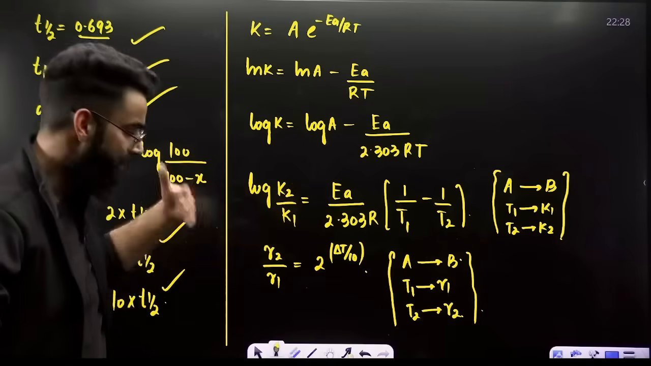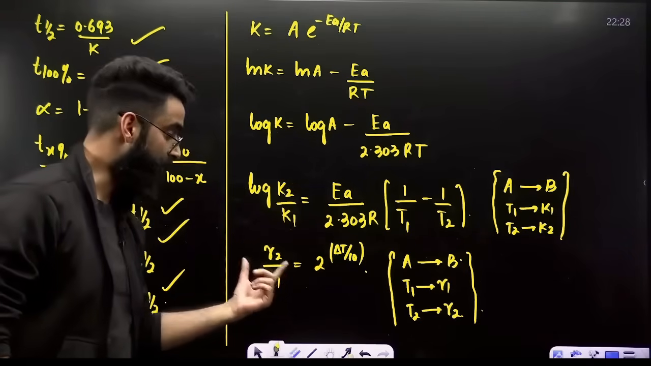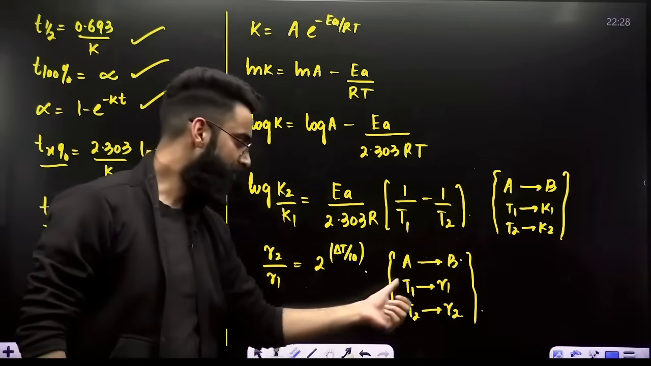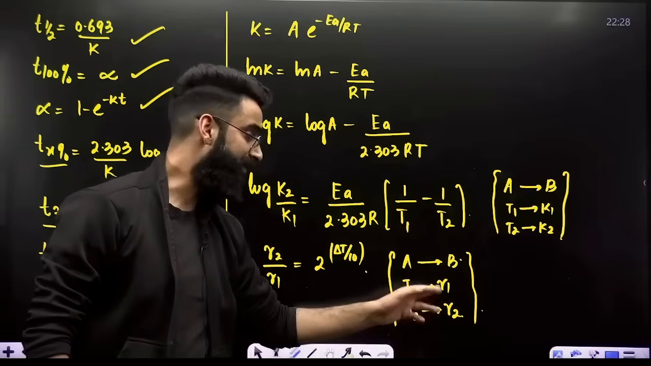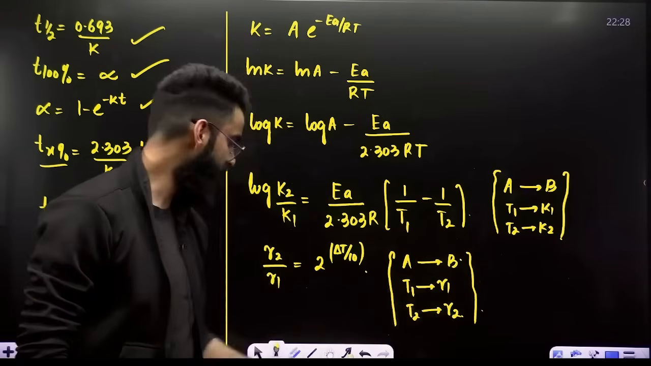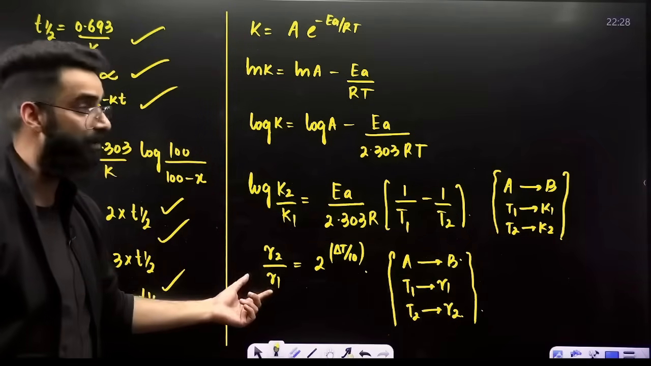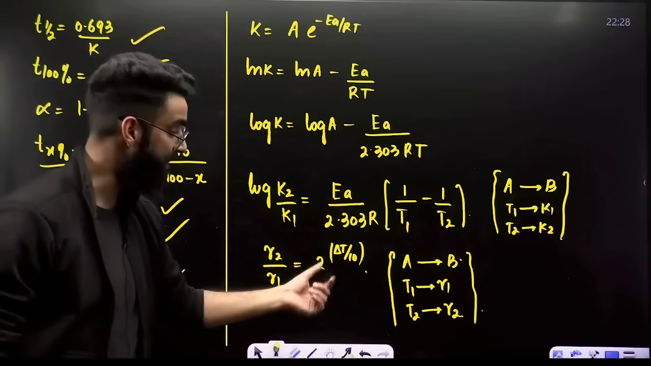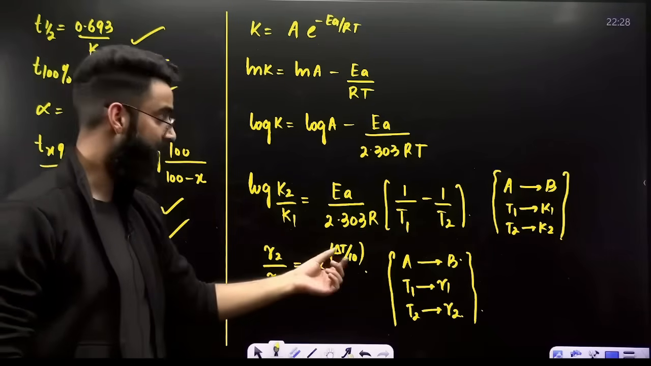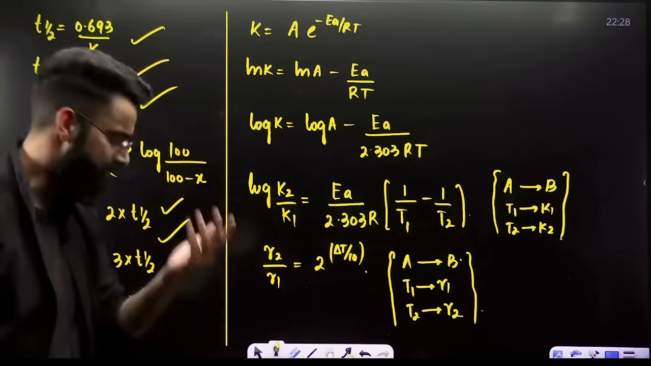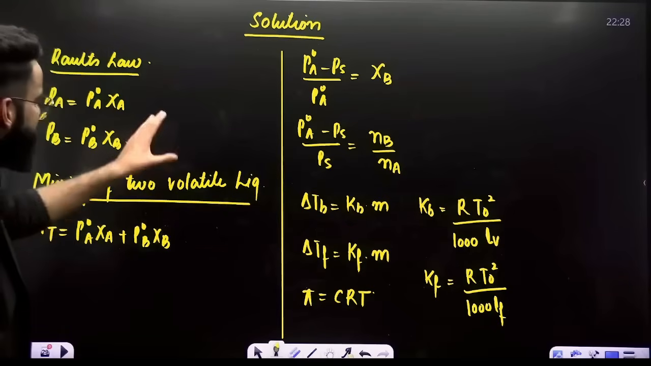Perfect, right? Now, this is one more result which you need to know. When you change the temperature of the reaction, how many times the rate of reaction changes. Perfect. And your equation over here becomes R2 divided by R1 is equal to 2 raised to power delta T, which is change in temperature, divided by 10. Perfect. Now comes the last thing. What is that? That is the solution chapter.